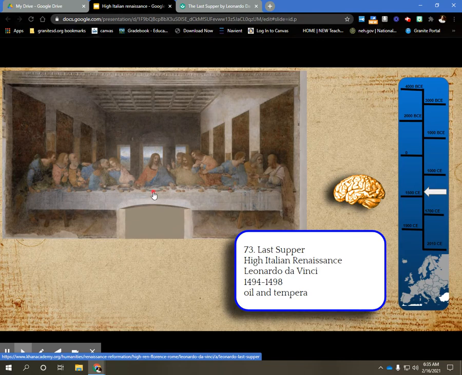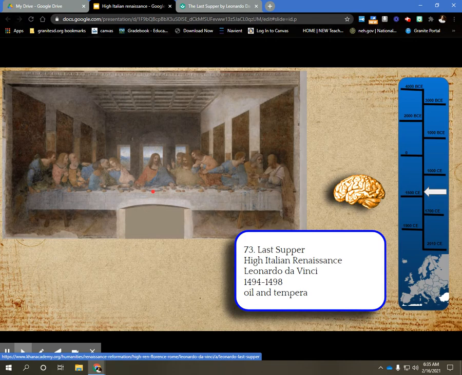Now, Da Vinci, in the creation of this painting, it is a fresco, but it's a dry fresco. So he wants to paint a dry fresco as opposed to a true fresco, a buon fresco, because a fresco secco, it's called a dry fresco, because he wants to be able to take his time to create these pieces and to create this painting.